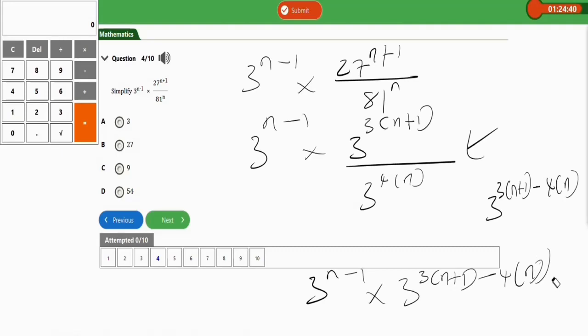Sorry. So remove this bracket we have here. So that's it. When you now apply the multiplication law of indices at this juncture, the final result will be, let me write it here, the base is the same, you add the powers. So it will now be 3n minus 1 plus, when you simplify 3 times n, it gives you 3n, plus 3, 3 times 1 is 3, minus 4n.